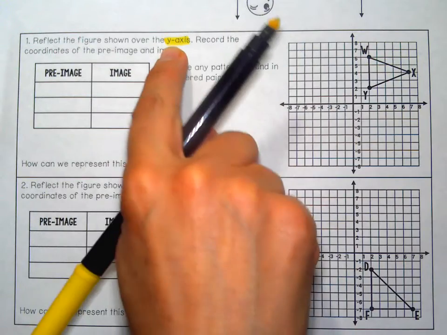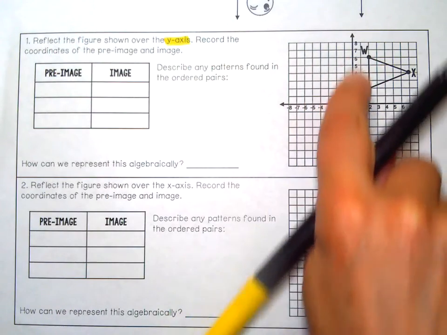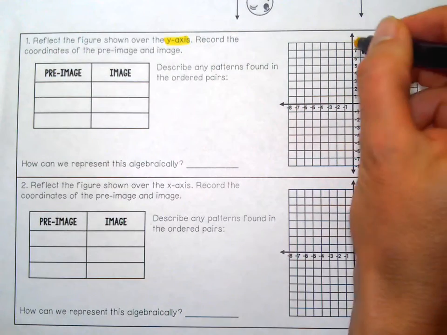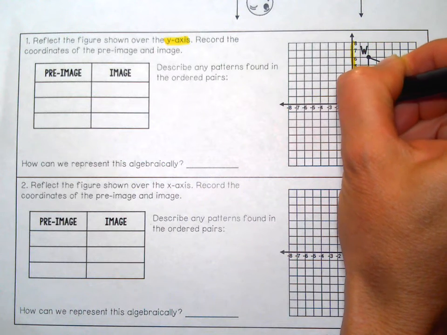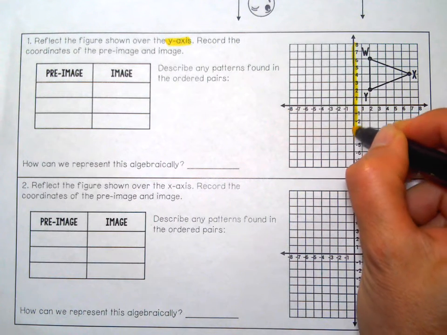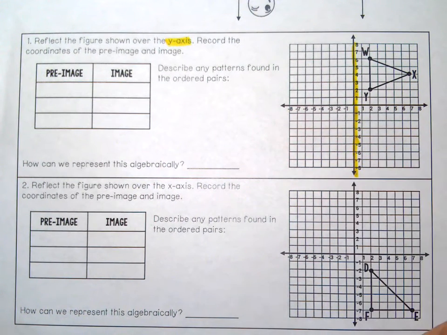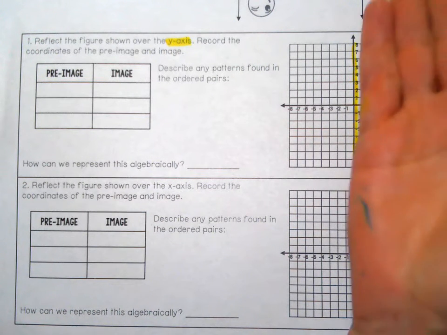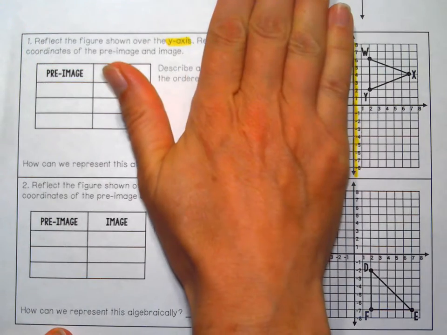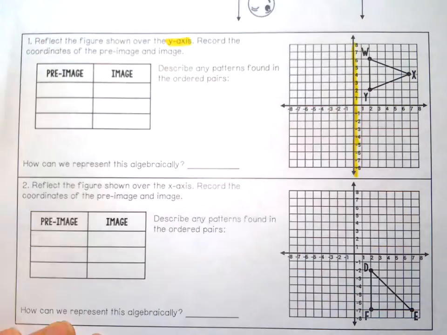Well, first of all, I'm going to identify the y-axis. That's the one that goes up and down. I'm just going to highlight that because that's the line that I am going to reflect triangle WXY over. So it's going to take it and it's going to be like a mirror reflection and it's just going to go over like that.